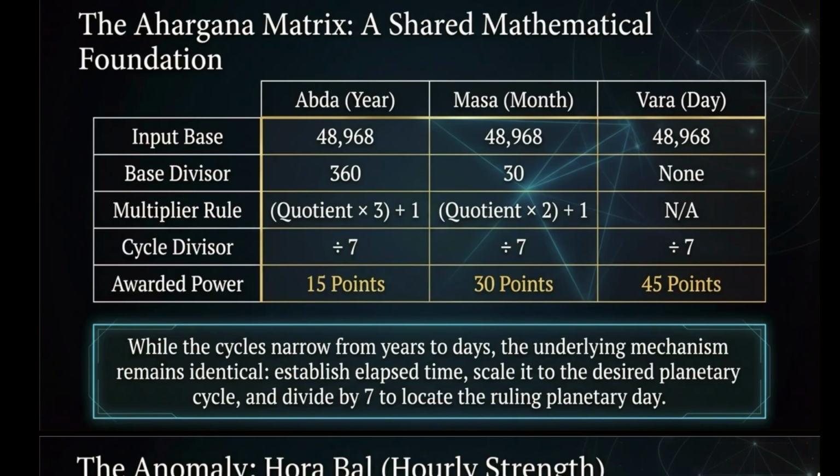These are the quick reference points. Whatever will be the input for Abdha, we have to divide it by 360. For Masa, we have to divide it by 30. And Vara, we don't have to divide directly here. Then whatever will be the quotient, we have to use a multiplier rule.